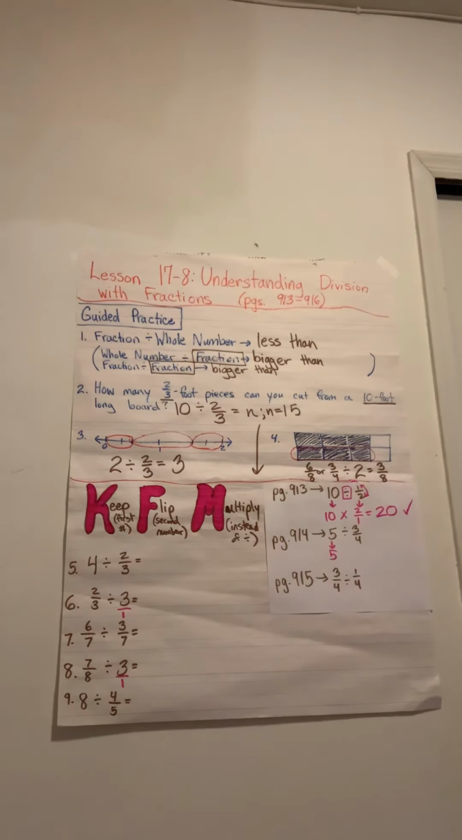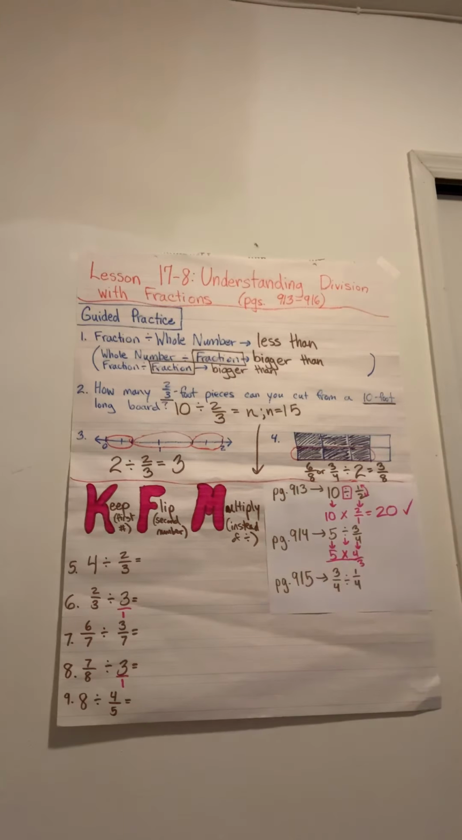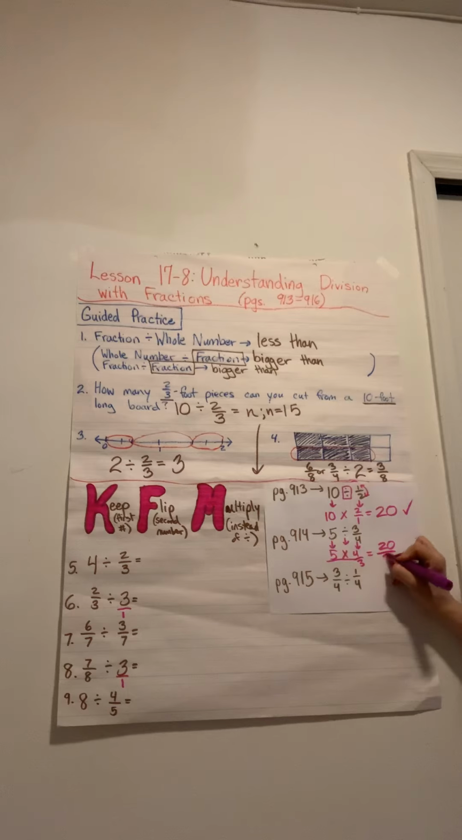Keep the 5. Flip the 3/4, so now it's 4/3, and instead of dividing, multiply. 5 times 4/3. So I know this is a whole number, so I can just multiply the top. 5 times 4 is 20, and then thirds on the bottom, 20 thirds. Now I have to do my division. 3 goes into 20 six times, and yes, there's a remainder, but that doesn't matter because I wanted to know how many pieces, which is 6, and I'm done.